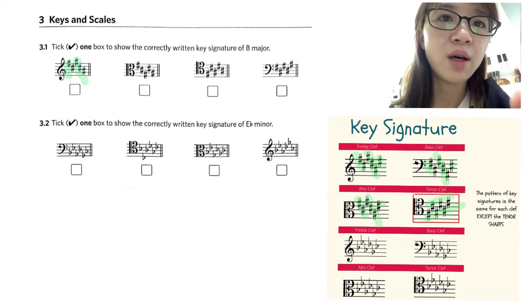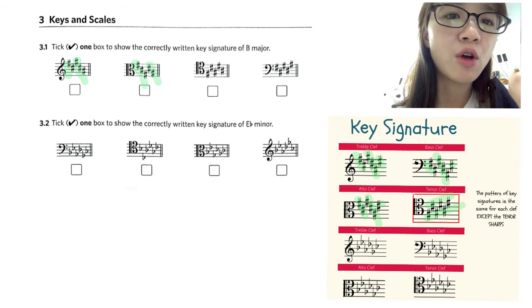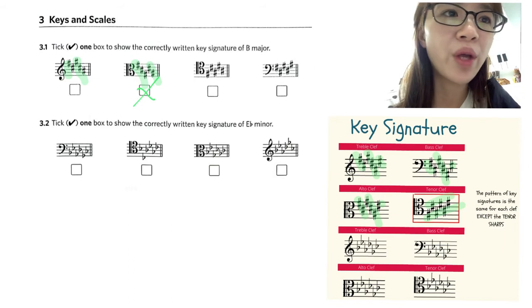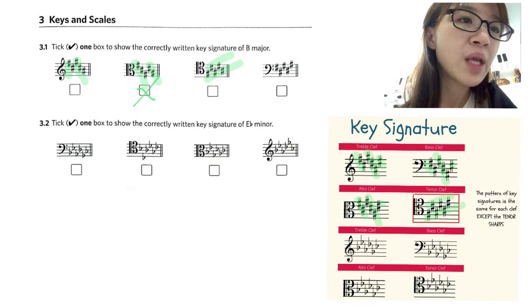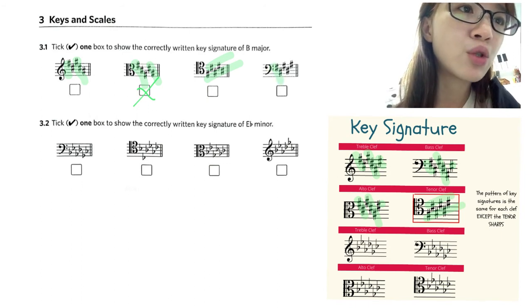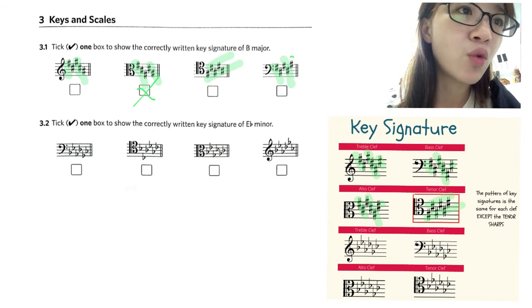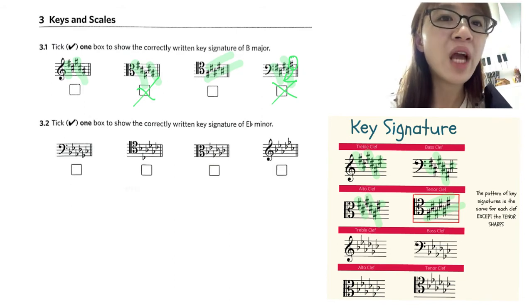Next one, alto clef: 2, 3 is not correct because it gives you 3, 2. Next, tenor clef: the shape goes up, and at a quick check, it's correct. And the bass clef, 2, 3, 2, 3: the third one should go down but not go up. So using elimination, these two are wrong, and we only have the treble clef left.